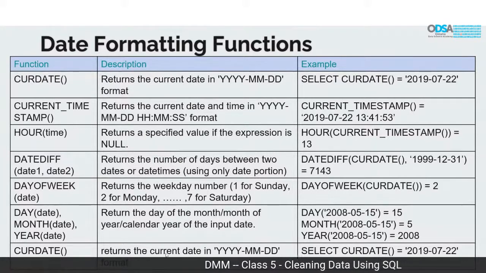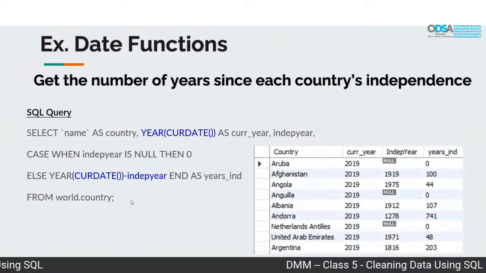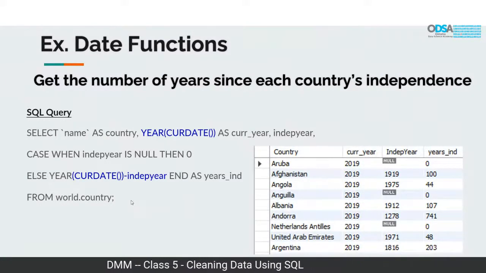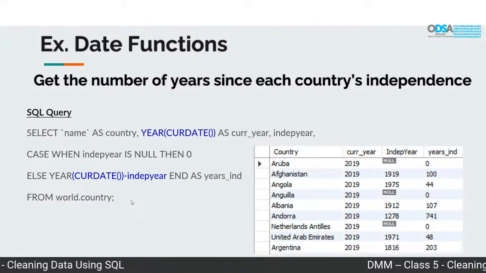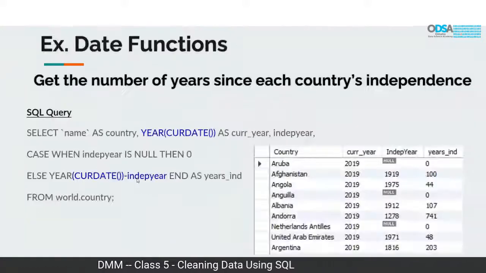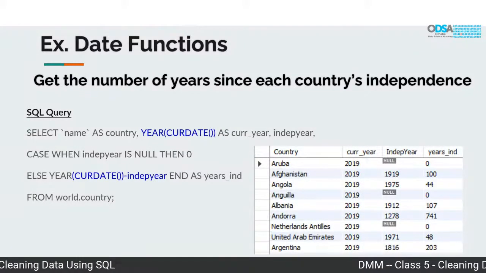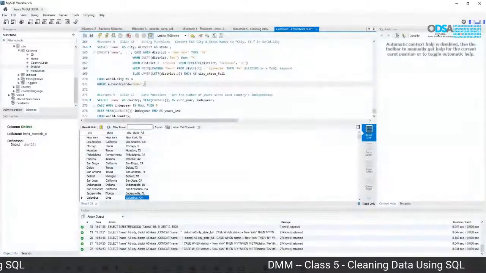And then current date returns the current date. Oh, we already covered that one, so we are good. All right. So here's an example of the date function. Get the number of years since each country's independence. So here's where you could start converting these dates into years and then taking the difference. So the neat thing is it's sometimes important to note what the return type is on these.